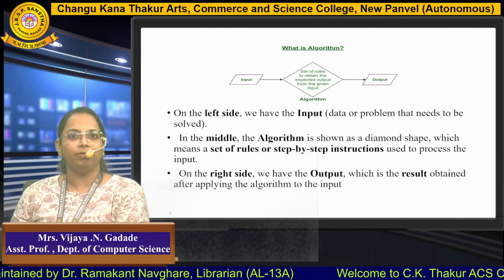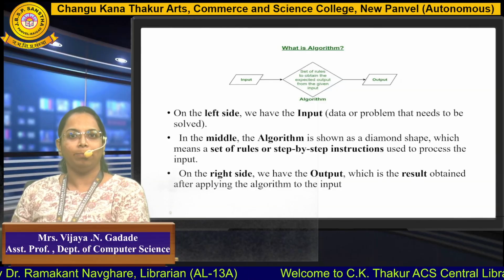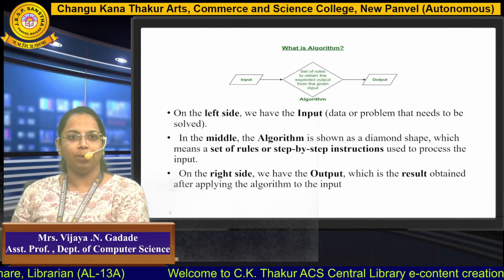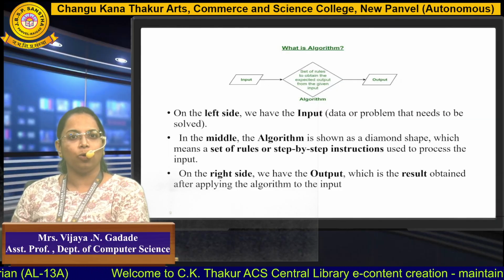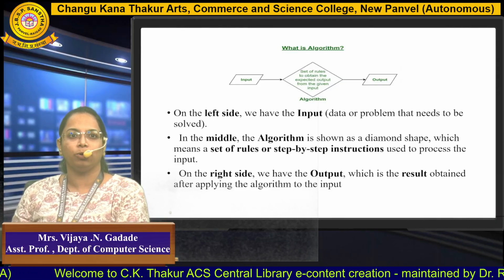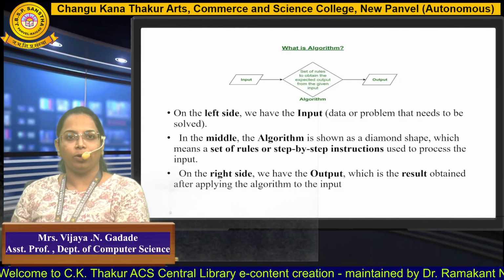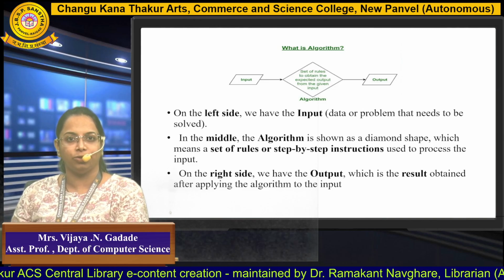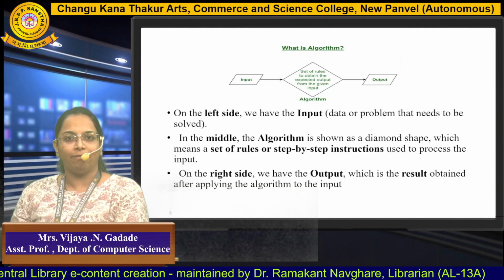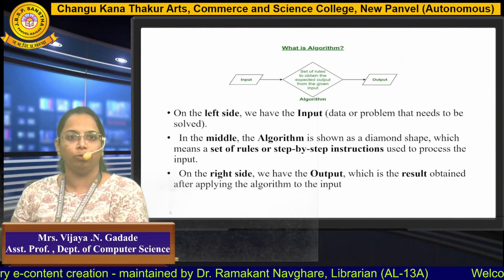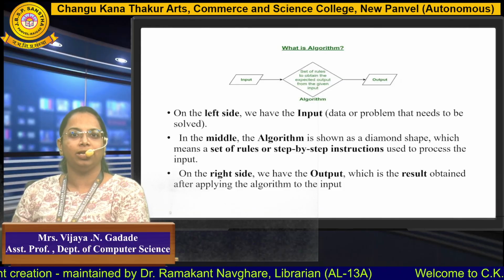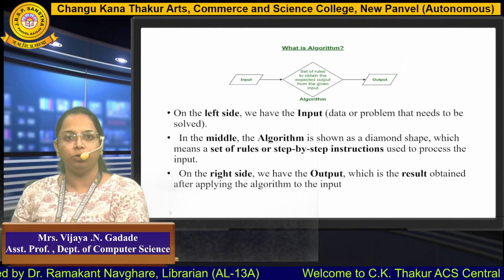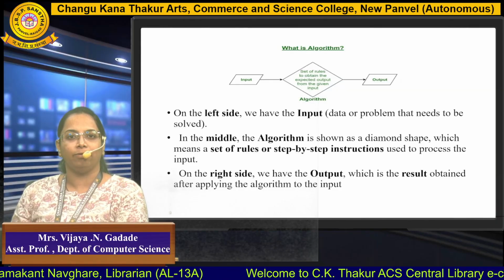On the left hand side we have the input, or data or items, the problem that needs to be solved. In the middle, the algorithm is shown in the diamond shape, which means a set of rules or step by step instructions used to process the input. Whatever input we have taken, we process those values into the output. On the right hand side we have the output, which is the result obtained after applying the algorithm to the input.